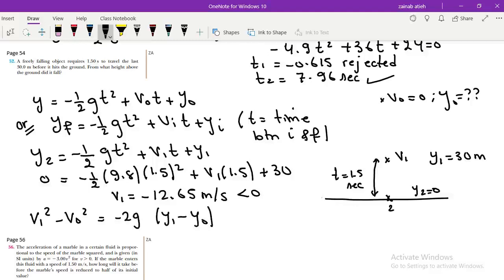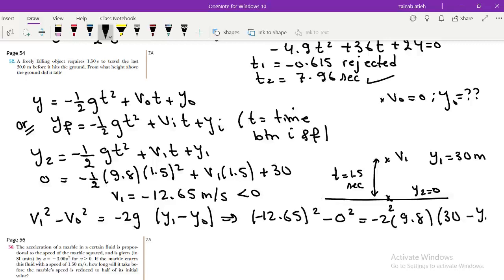Okay, this implies v1, which is minus 12.65, squared, minus v0, which was 0, squared, equals minus 2 times 9.8 times y1, which was 30, minus y0. So in this way I can find y0, which is equal to 38.16 meters.